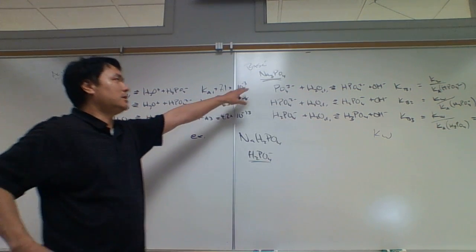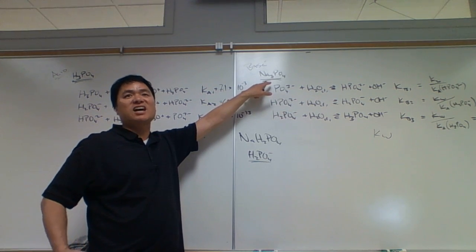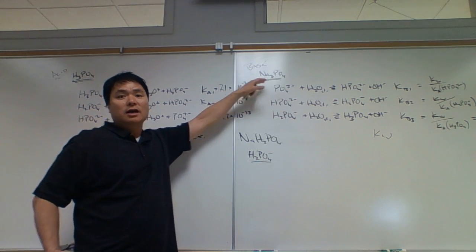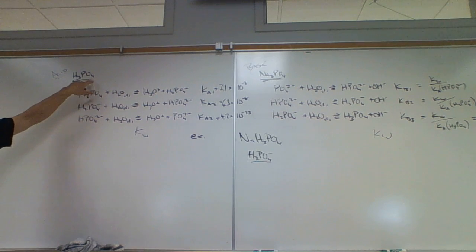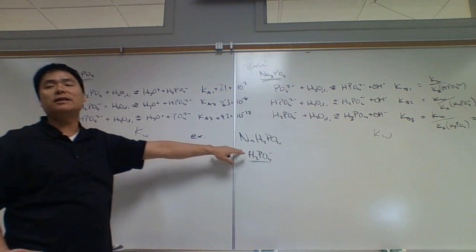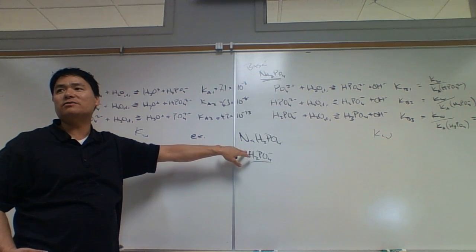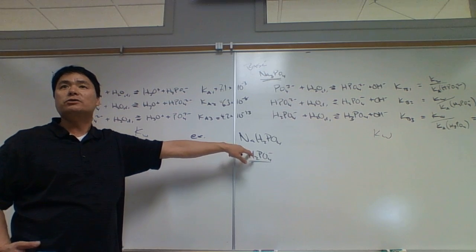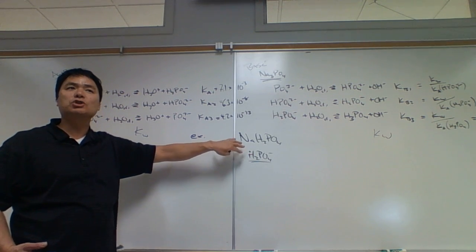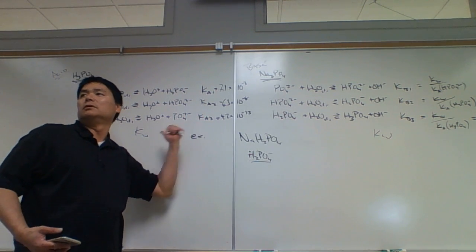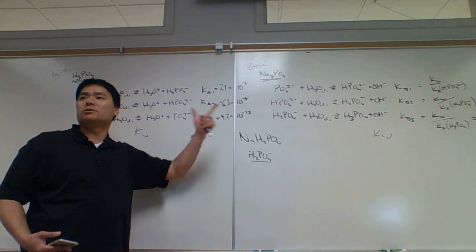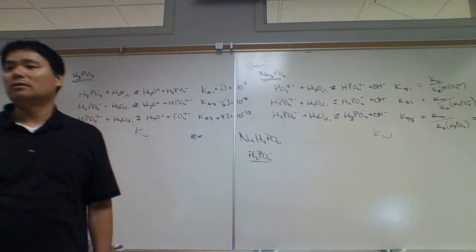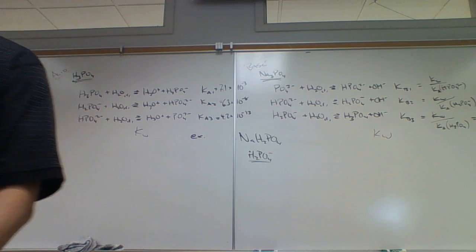Here it's easy, because this cannot be an acid. This is just a base. And this one is very easy too. This is just an acid. But dihydrogen phosphate is not easy because it is both an acid and a base. So since it's both an acid and a base, what should we do? Should we do this or should we do that? The Ka or the Kb?